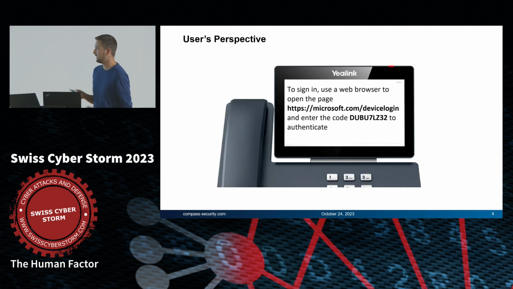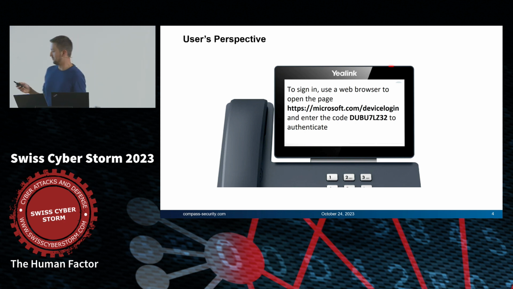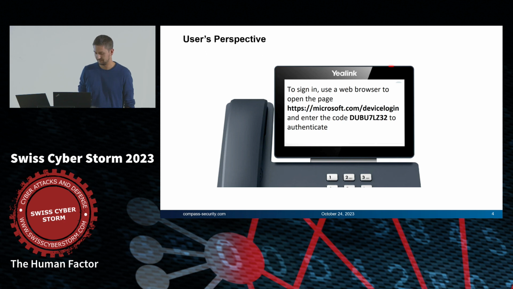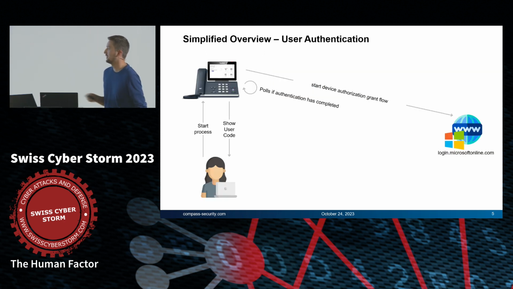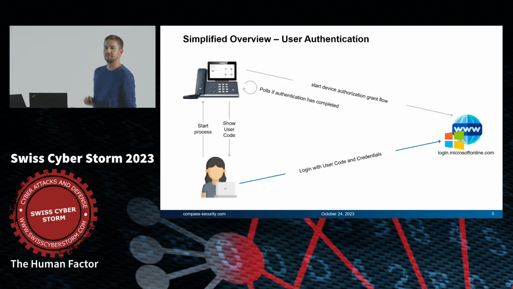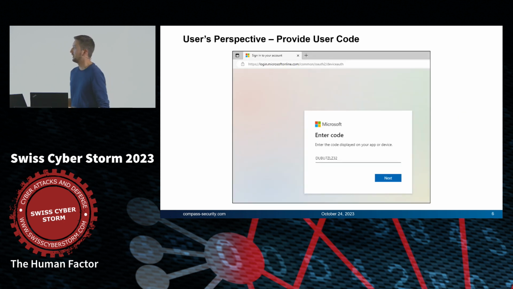So from a user perspective, this might look like this. Sorry for my bad photoshopping. But usually you have an instruction: go to microsoft.com/devicelogin and enter this user code to authenticate. So what our user does, he opens the browser on his laptop, heads to the Microsoft Online site, and provides the user code. So we see here, we are on the common IDP of Microsoft or of Entra ID.